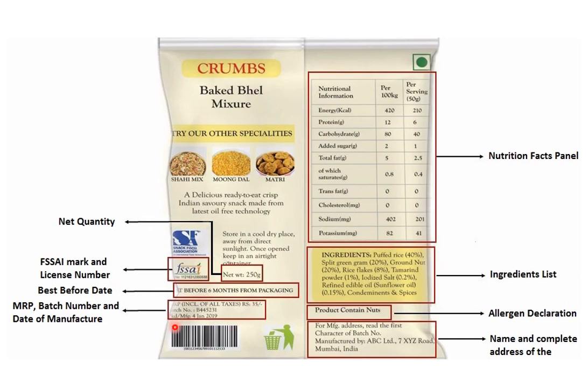In addition, you can also have labels to track the food items. And here you can see it is mentioning the type of food item it is. It is a ready to eat crisp Indian savory snack, or it can be ready to drink juice.